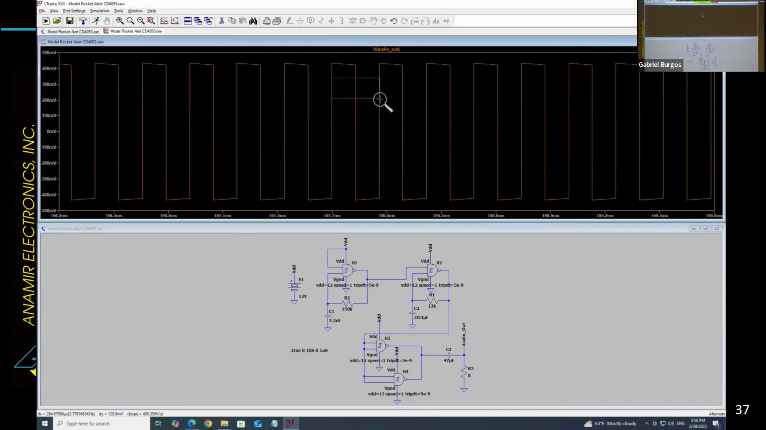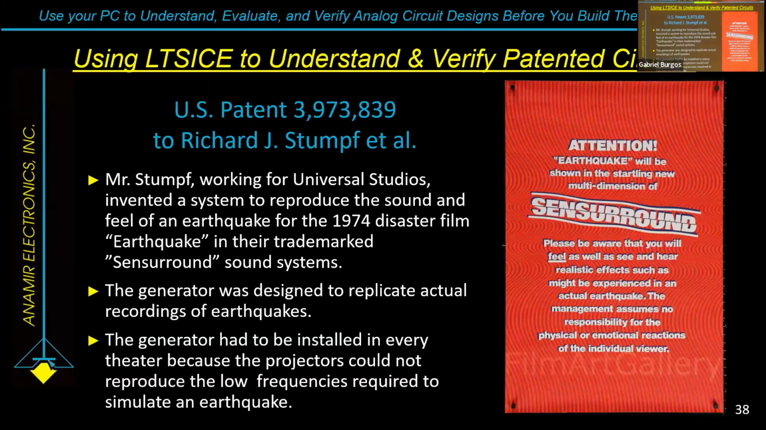One of the more interesting things I came across recently was a friend of mine, Scott Marshall, who I think is actually here. Yeah, there he is, that's right. He has a real interest in home theater and audio systems, and found a patent that was used in the day to produce the sound effect in the 1974 disaster film Earthquake.